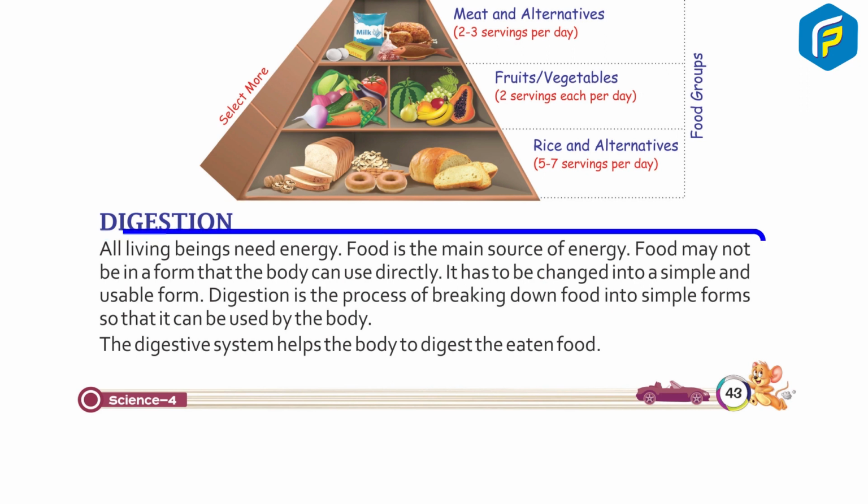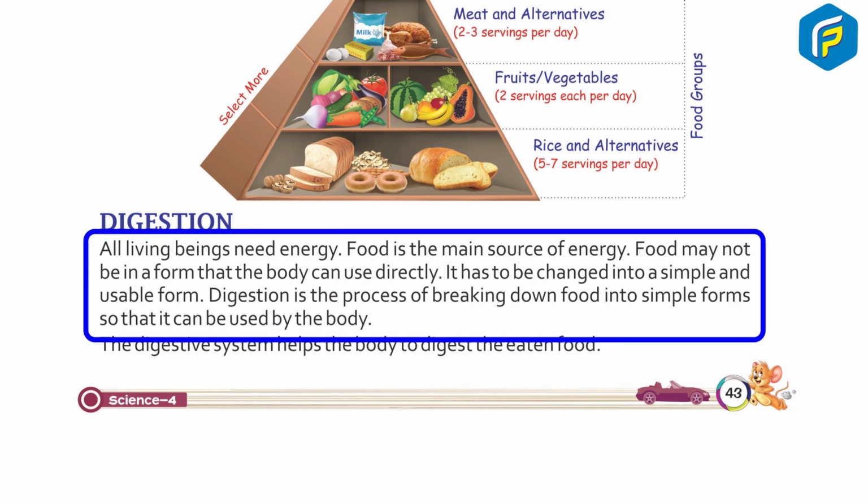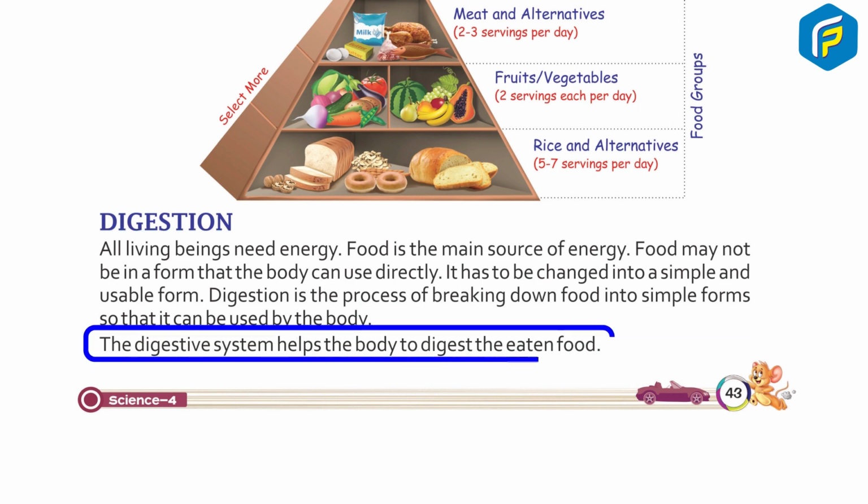Digestion. All living beings need energy. Food is the main source of energy. Food may not be in a form that the body can use directly. It has to be changed into a simple and usable form. Digestion is the process of breaking down food into simple form so that it can be used by the body. The digestive system helps the body to digest the eaten food.